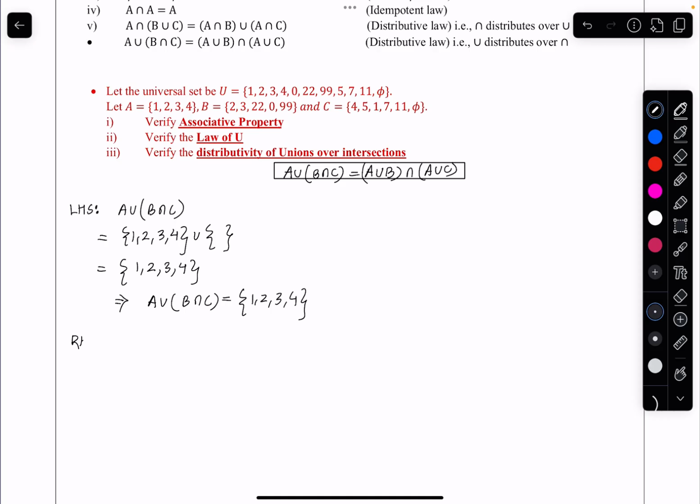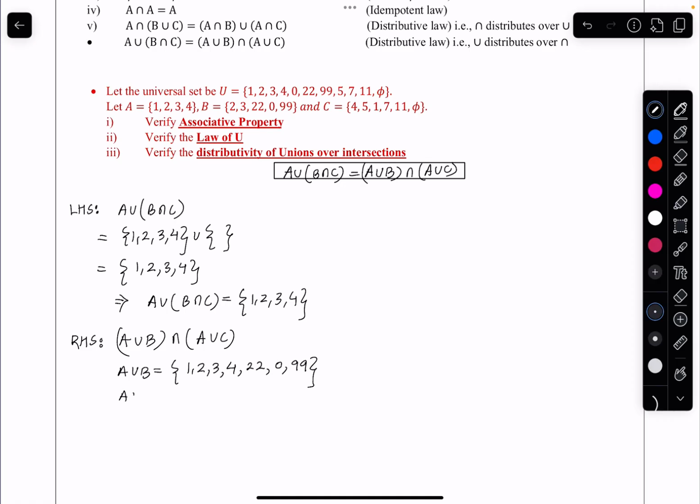For the right hand side set, we need to consider (A union B) intersection (A union C). So let's find each of them individually first. Union of A with B would be 1, 2, 3, 4, and then you collect the elements from B also. That would be 22, 0, and 99.